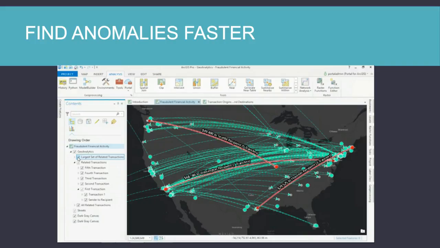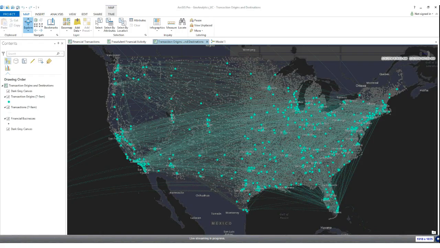What would take me years as an analyst to go through this on a spreadsheet, how can I get this down to minutes instead of years to find this information and then really apply resources to those problems? So Patrick, why don't you go ahead and talk about some of these new geoanalytic tools on this next demonstration? Okay, thank you, Mike. So as Mike just mentioned, geoanalytics, being able to find the anomalies faster using GIS.